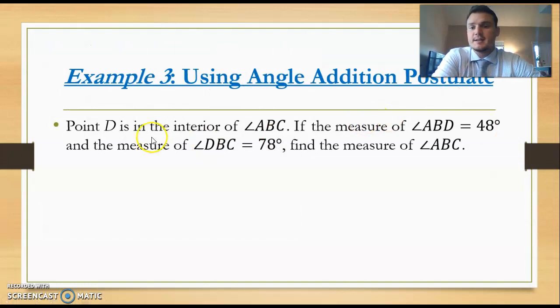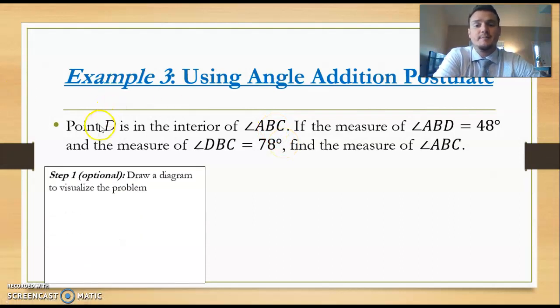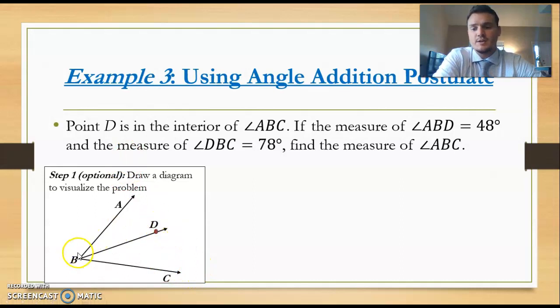Example 3 is, if we have point D in the interior of angle ABC. First things first, if you ever have a problem that looks like this, it's always a good idea to draw a diagram to help visualize it. So this would be what the diagram looks like. We have this angle ABC created by this ray BA and this ray BC. And then if we have this point D in the interior of it, we can draw this third ray like that and have our diagram right here.